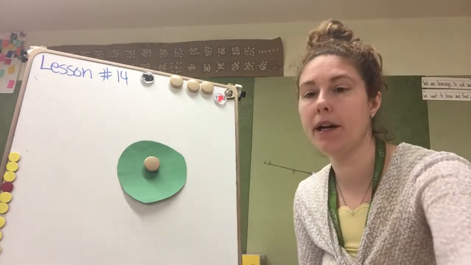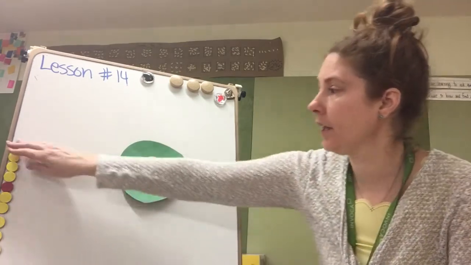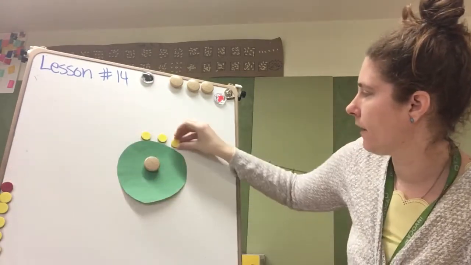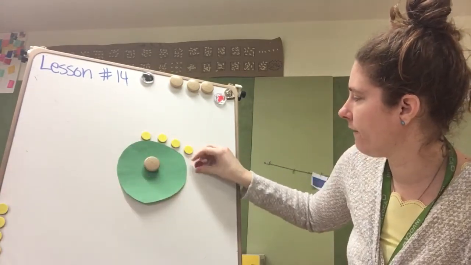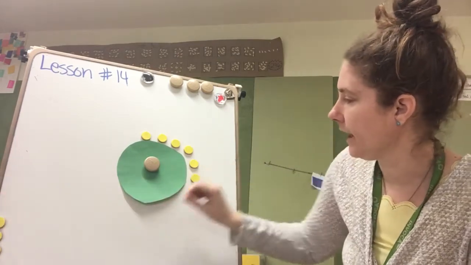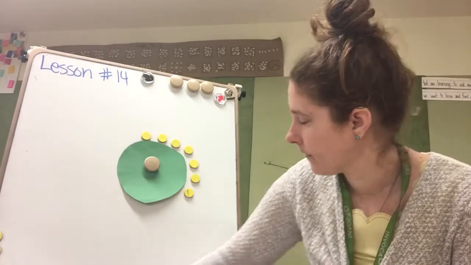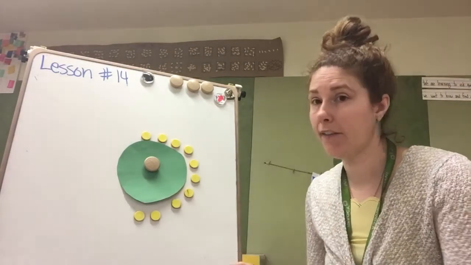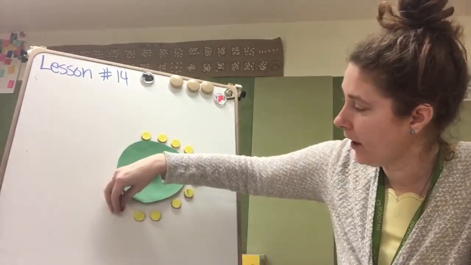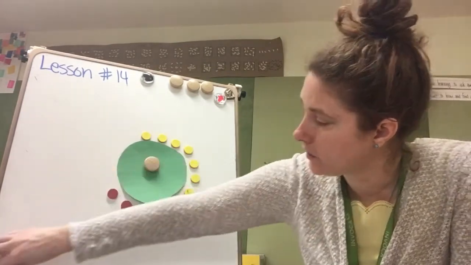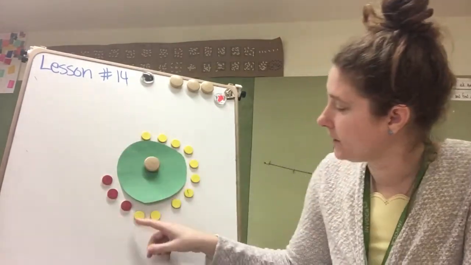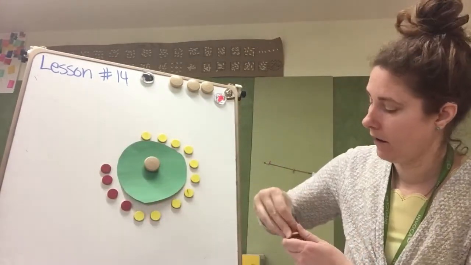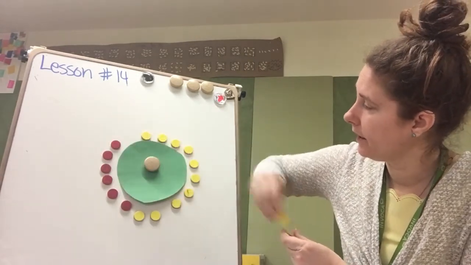a random teen number. How about 17? So, I'm going to use these dots to go around. 1, 2, 3, 4, 5, 6, 7, 8, 9, 10. I still need 7 more, right? 10, 7 is 17. Now I'm going to do red because that's easy for me to do 2 different ways to represent it. So I'm at 10, 11, 12, 13, 14, 15, 16, 17.